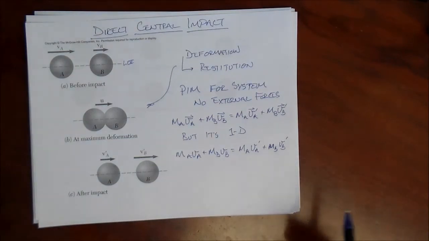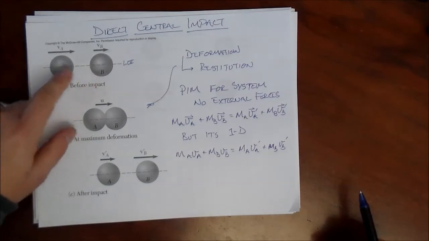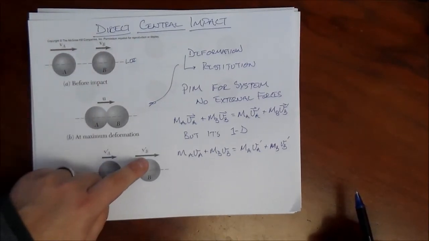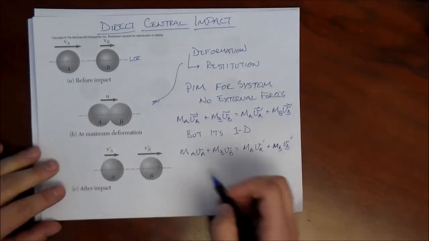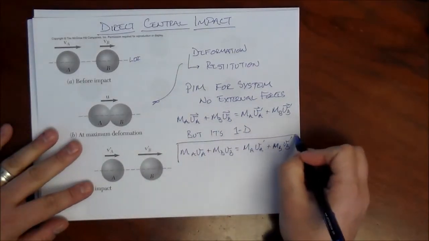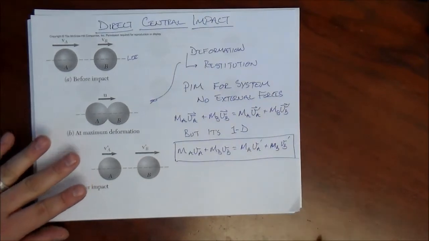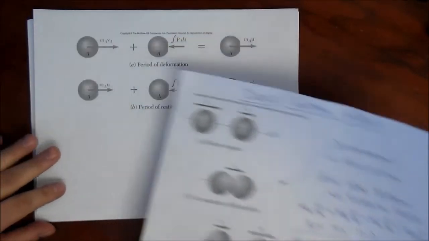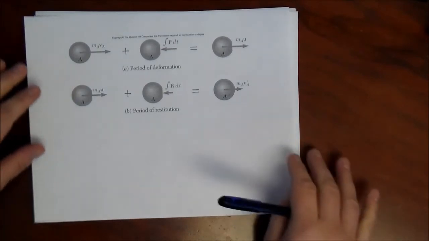For the normal analysis problem, we're presumably told the masses of the two particles, we know their velocities initially, and we want to find the velocities after the collision. So we have two unknowns, but we only have one equation, the conservation of momentum for the system. So we need a second equation. The second equation comes by looking carefully at the collision process.